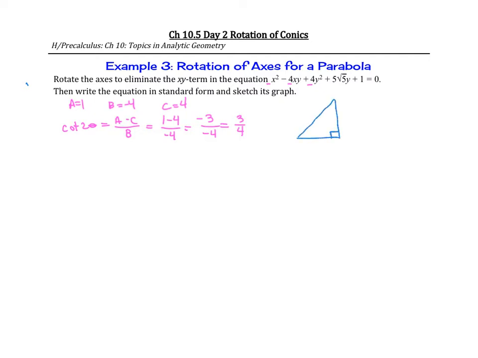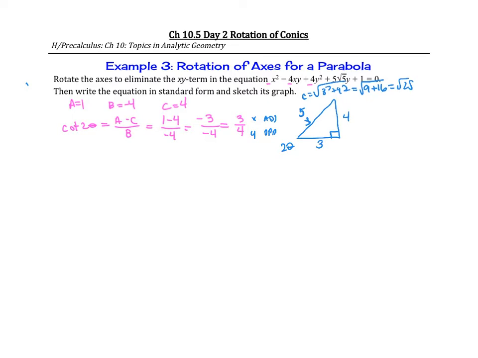So cotangent, we remember, is x over y, or adjacent over the opposite. So if this is 2 theta, then adjacent is 3 down here, opposite is 4 here. Then let's find this value here. So c is the square root of 3 squared plus 4 squared, and that is 9 plus 16, which is the square root of 25. So this is 5. Now we need to find our x and our y, or our sine and our cosine.